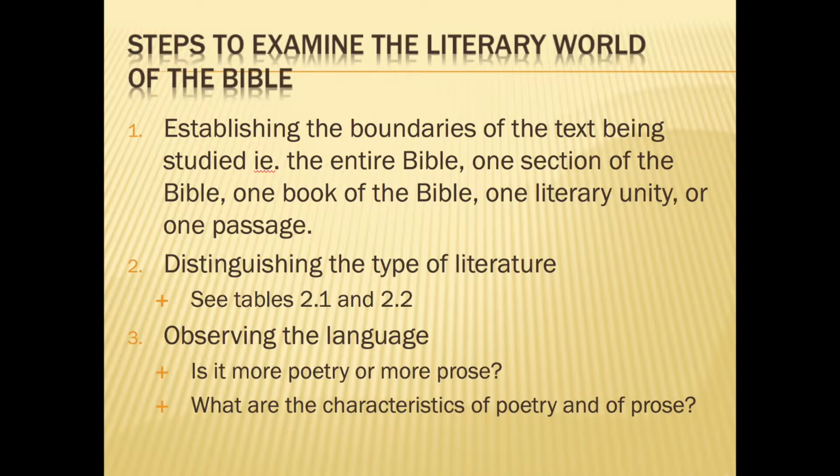The second is distinguishing between the different types of literature that we encounter. We just talked about form criticism, and so this is certainly an area in which the form critic is quite concerned. In your textbook, in tables 2.1 and 2.2, you'll see a listing of all the different genres that one might encounter when reading the Bible. And related to distinguishing the type of literature is observing the language. Is it more poetry or more prose? And what are the characteristics of poetry and of prose? When we ask these questions, it helps us to understand how we ought to interpret it as well.